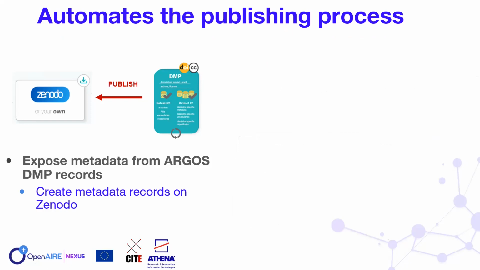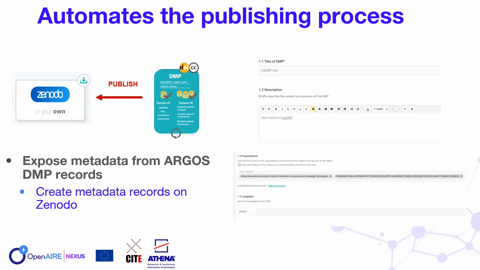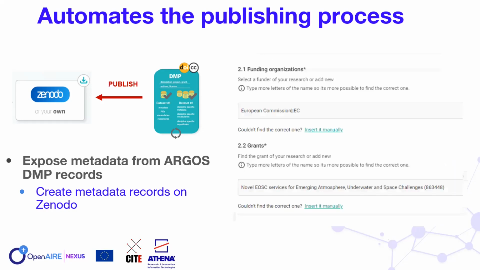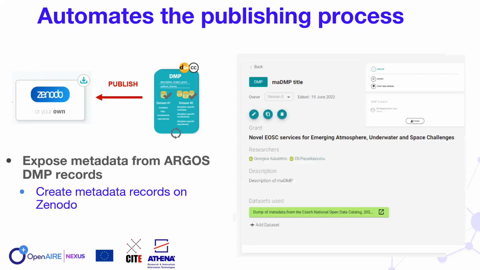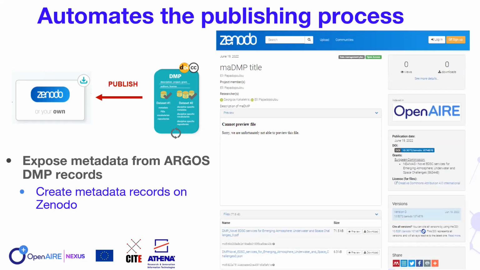Another thing is that you don't have to leave the Argos tool and go to a repository to deposit your DMP. We do it from the Argos workflow. While you create your DMP, we get the information that Zenodo needs, so that if you click deposit, we immediately create this metadata record that Zenodo needs, as you would do if you were to log in to Zenodo, upload and type in all this information by yourself. This is the information that we get from the DMP. You finalize the DMP, and once it's finalized, you can deposit it. And immediately you have this on Zenodo. This is the Zenodo.